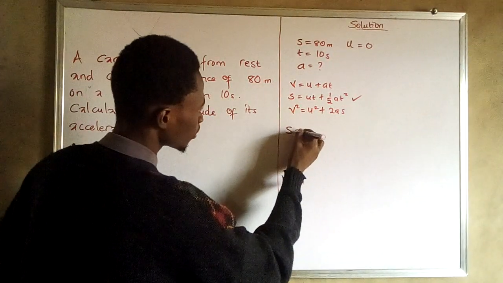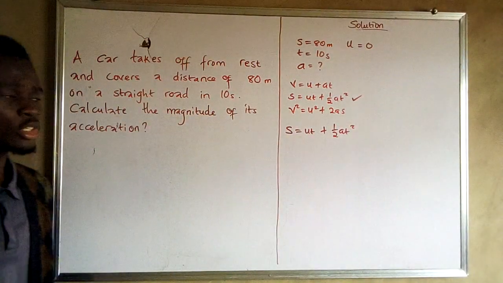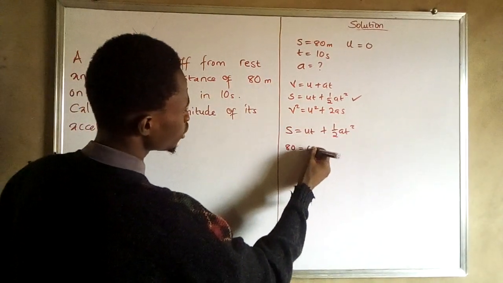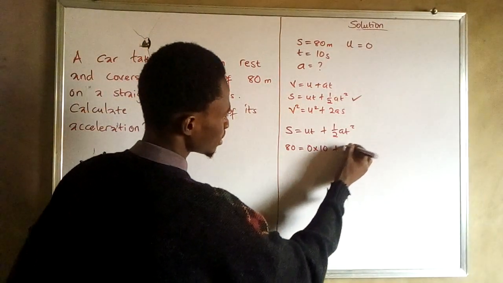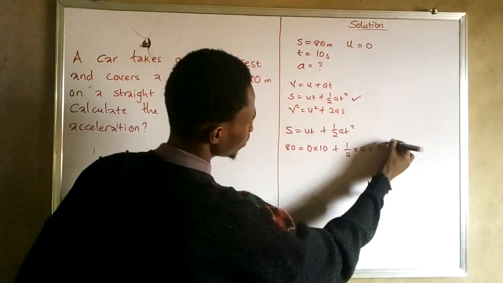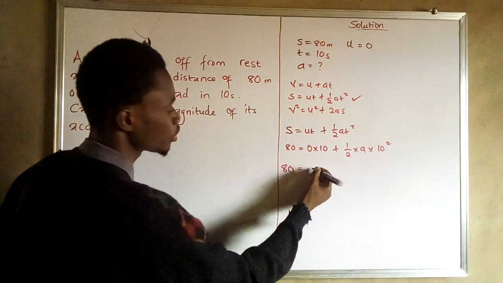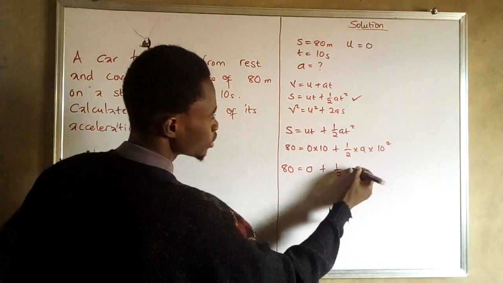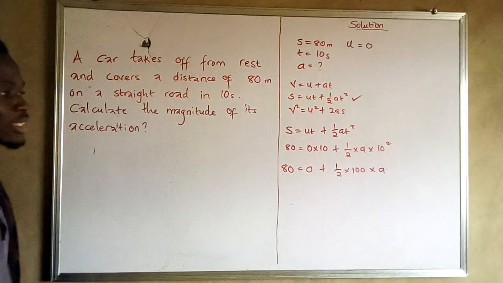So applying the second equation of motion, here we'll be making our substitution. s is equal to 80, u is equal to 0, t, time, which is 10, plus half times acceleration times our time, 10 squared. So 80 is equal to 0 times 10, which gives us 0, plus half times 10 squared, which gives us 100, then times our a.